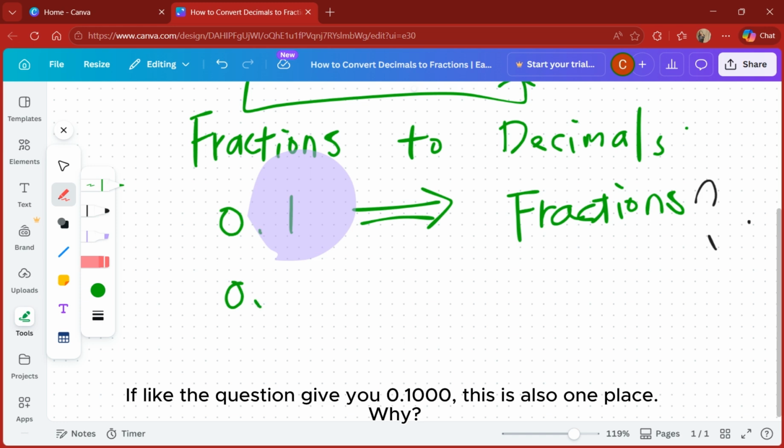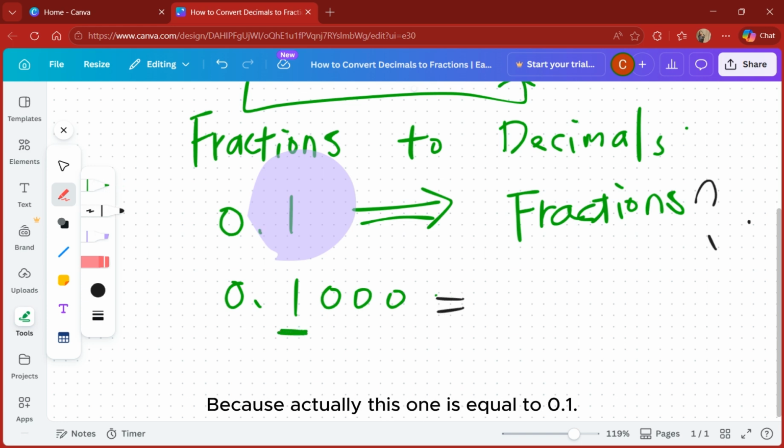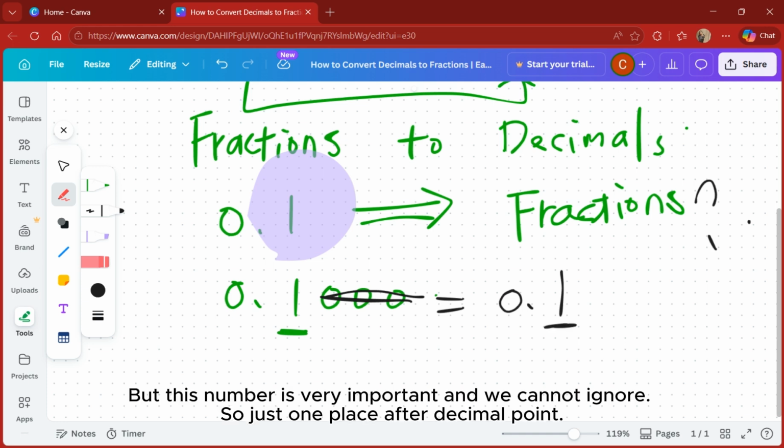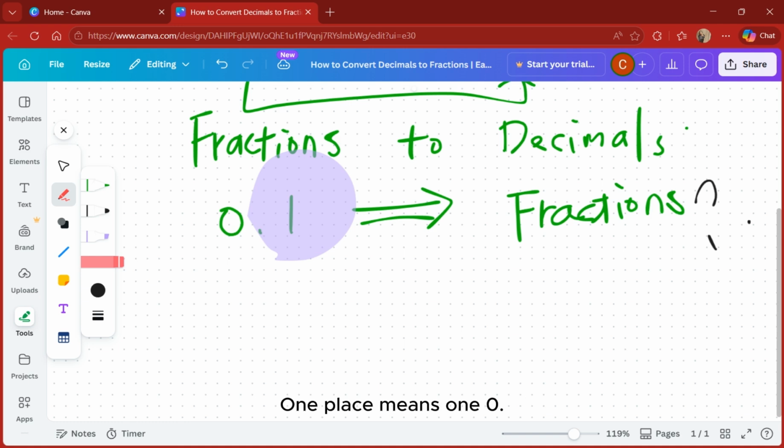If the question gives you 0.1000, this is also one place. Why? Because actually this is equal to 0.1. So we don't care about this. We just ignore them. But this number is very important. We cannot ignore it. So just one place. What does it mean, one place? One place means 10. Your denominator will be 10.